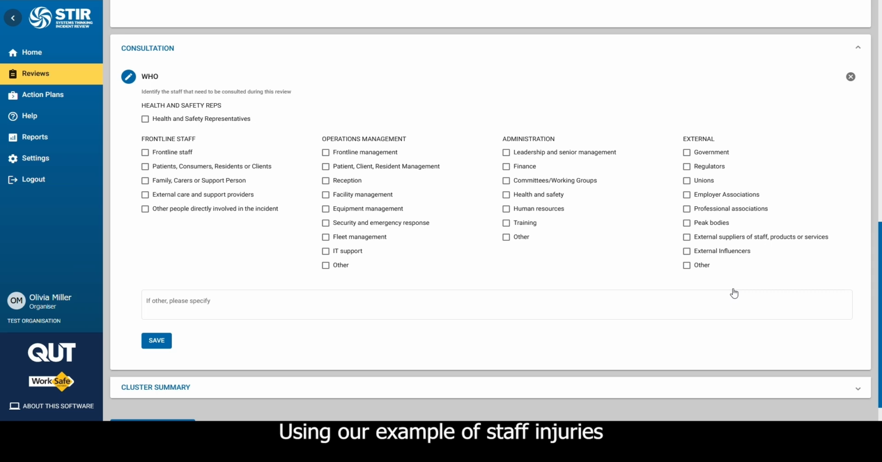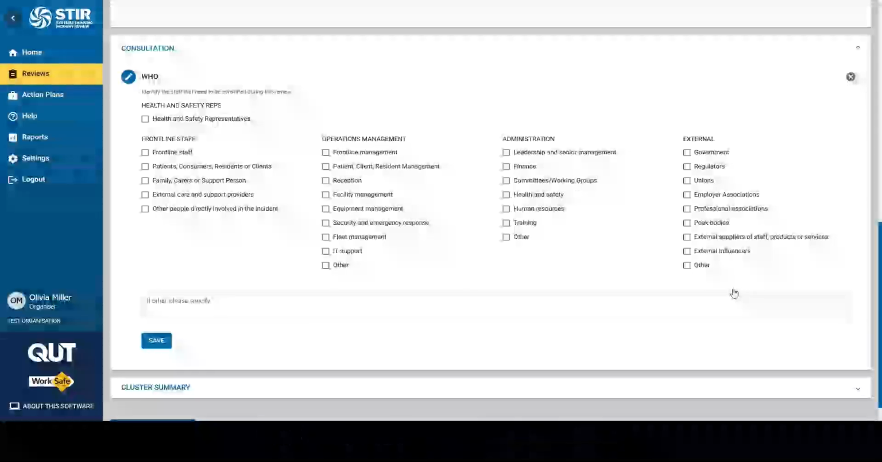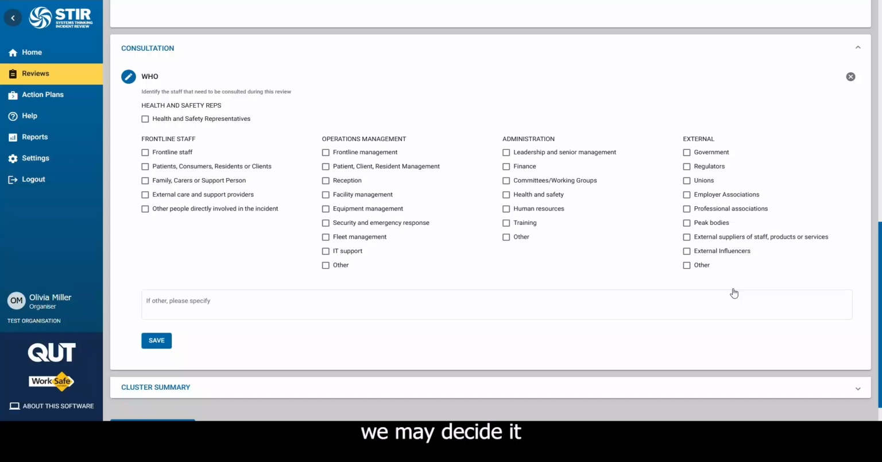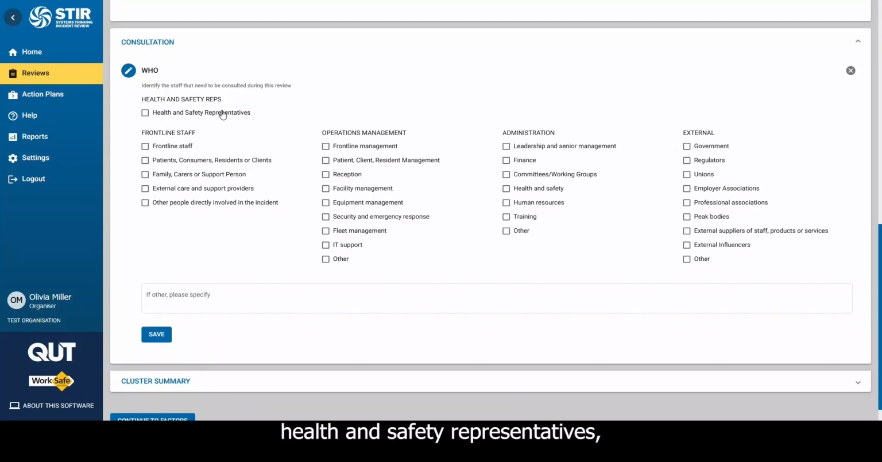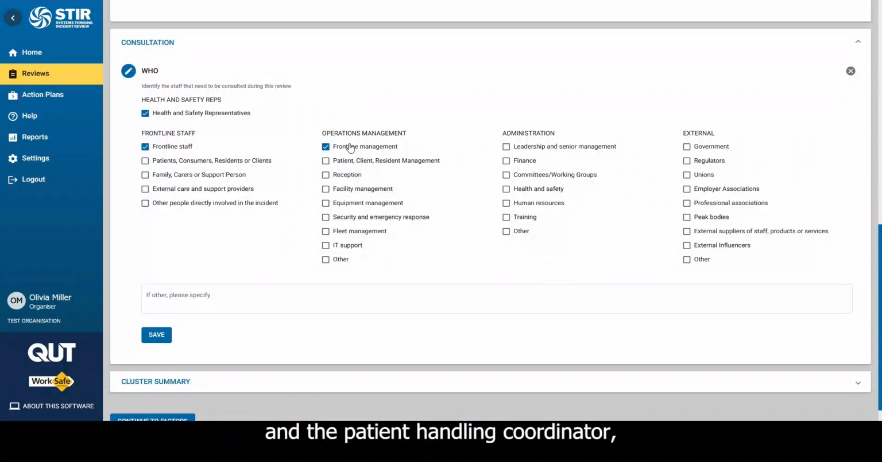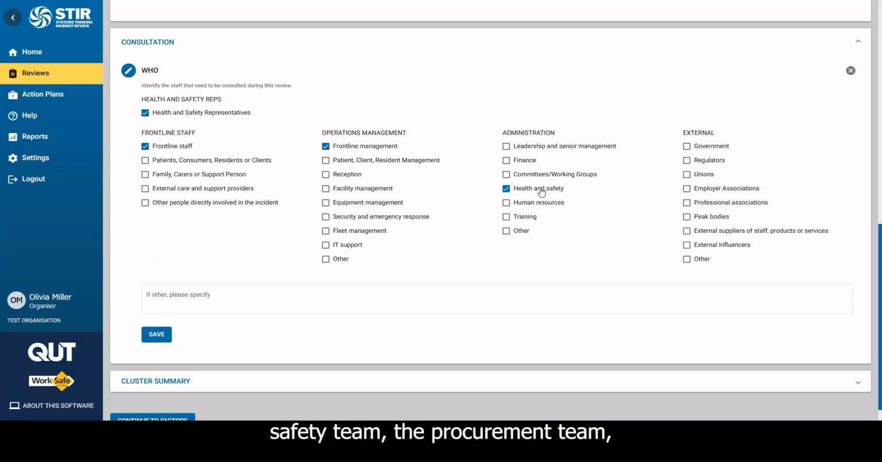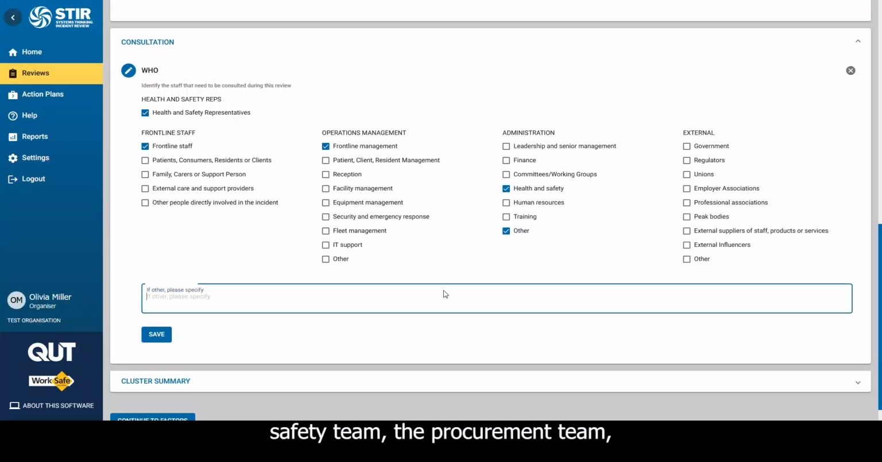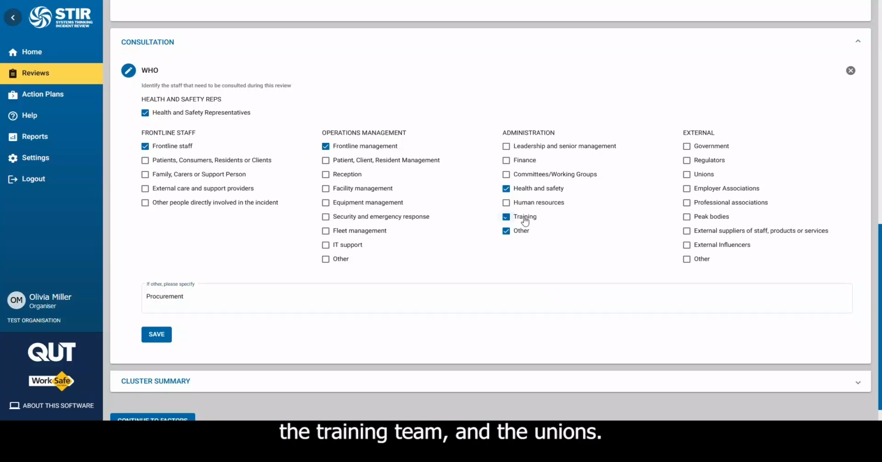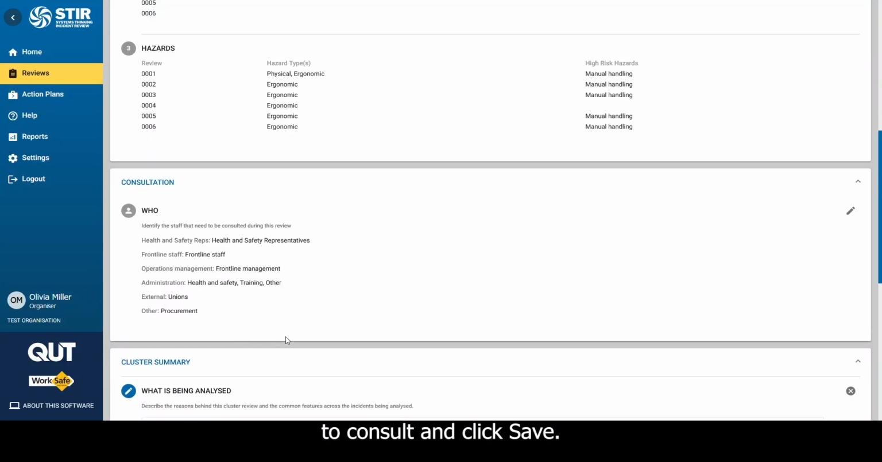Using our example of staff injuries from awkward and prolonged postures in the birth centre, we may decide it will be important to consult health and safety representatives, frontline staff, for example, midwives, nurses, and theatre staff from the birth centre, frontline management, including the nurse unit management and the patient handling coordinator, the occupational health and safety team, the procurement team, the training team, and the unions. Select all people you think would be important to consult and click Save.